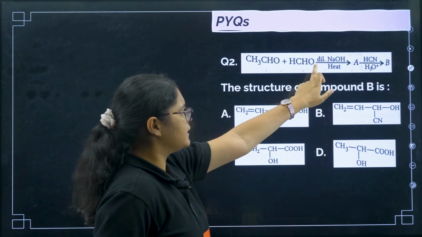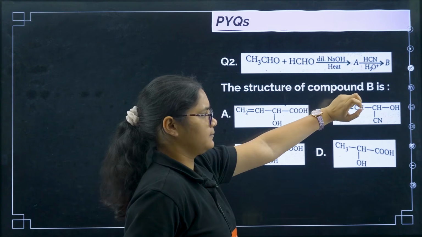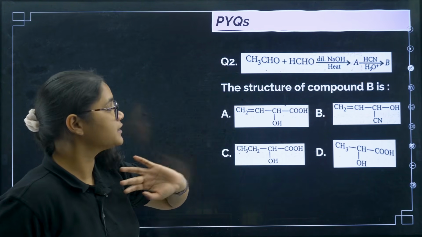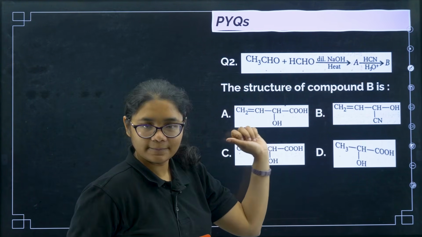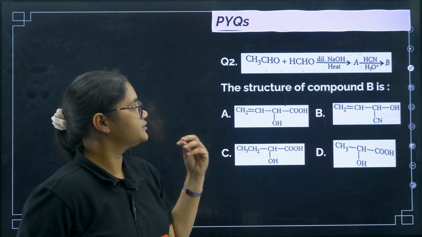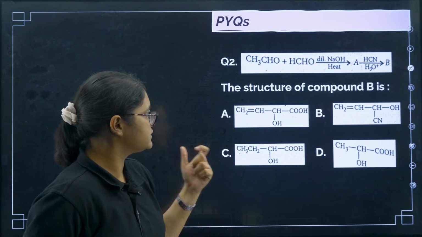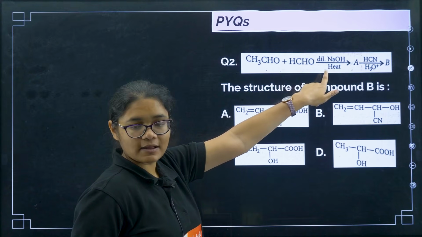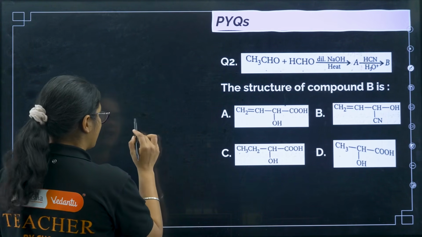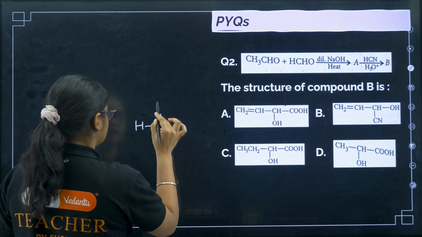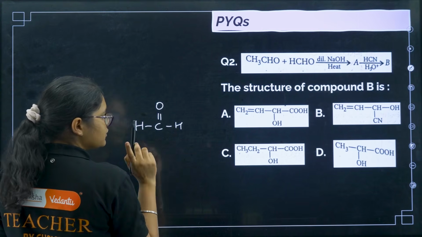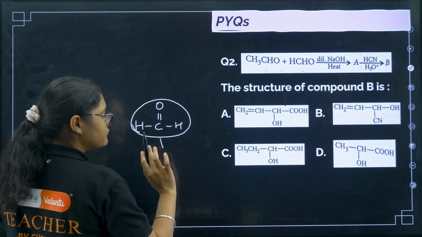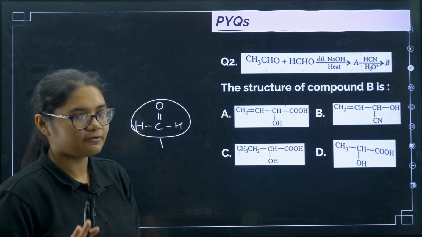You can see here dilute NaOH is given. Okay, dilute NaOH means aldol condensation. Two products have been given. Okay, and we have to just find out the first, A, you have to find out. Now see this one, HCHO is something which does not have any alpha hydrogen. If you see here, there is only one carbon, right? The next carbon should be alpha hydrogen. Here there is no alpha carbon, so that is why no alpha hydrogen.